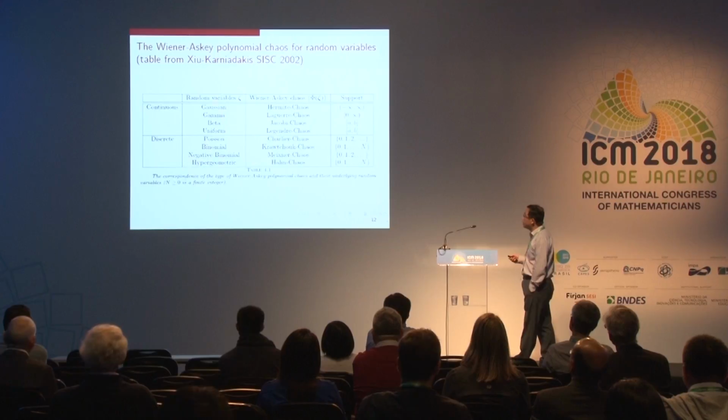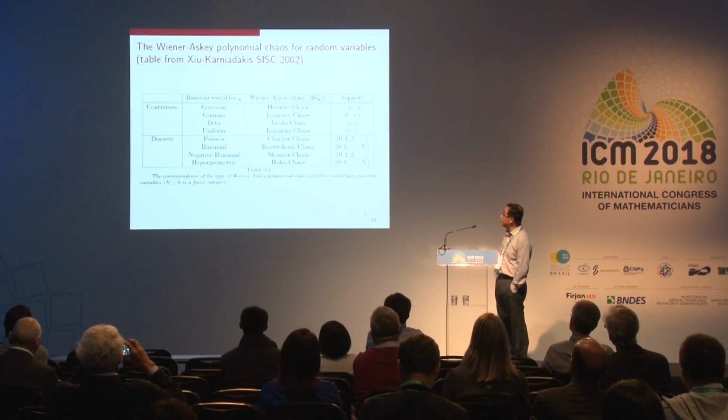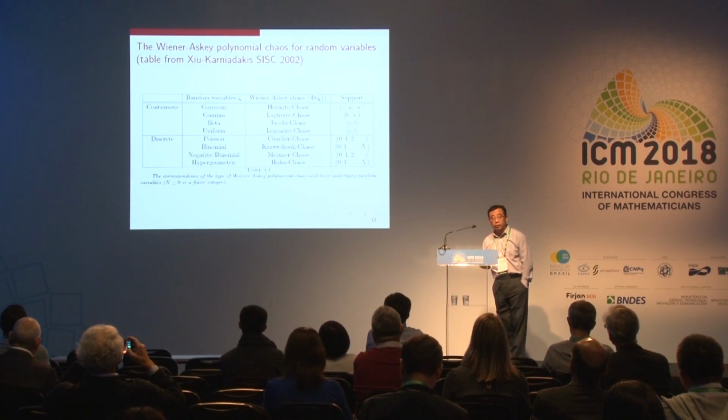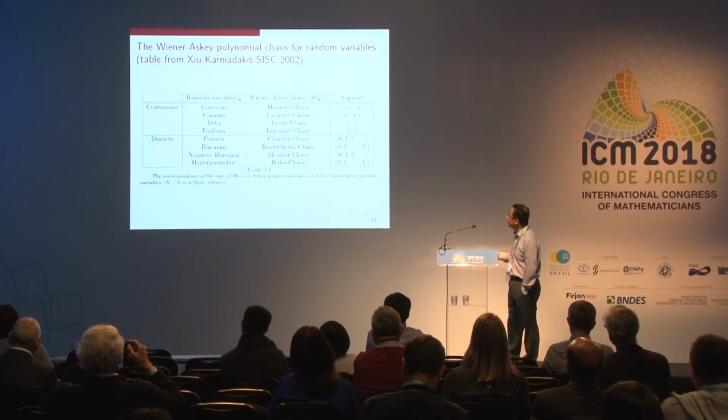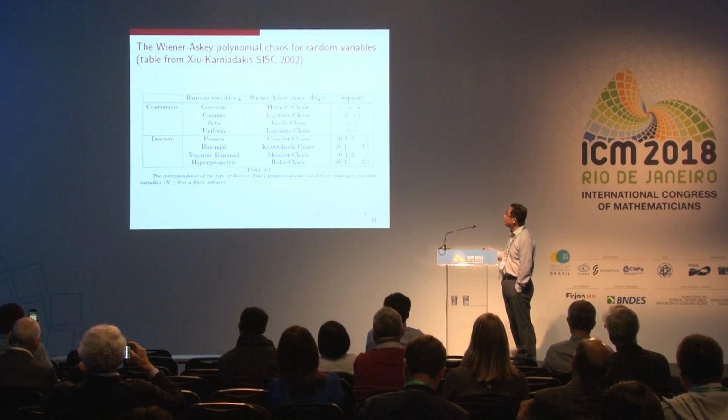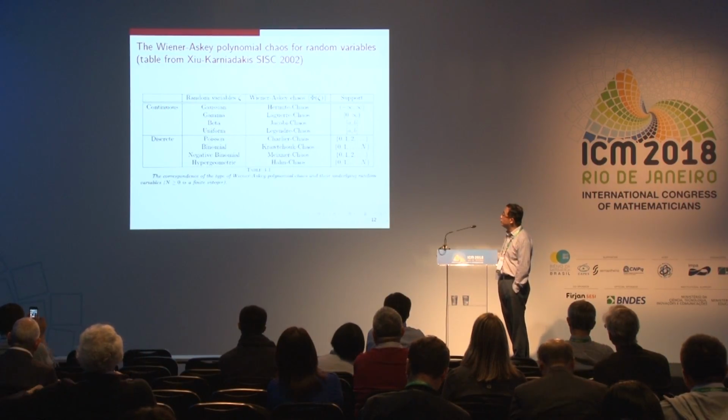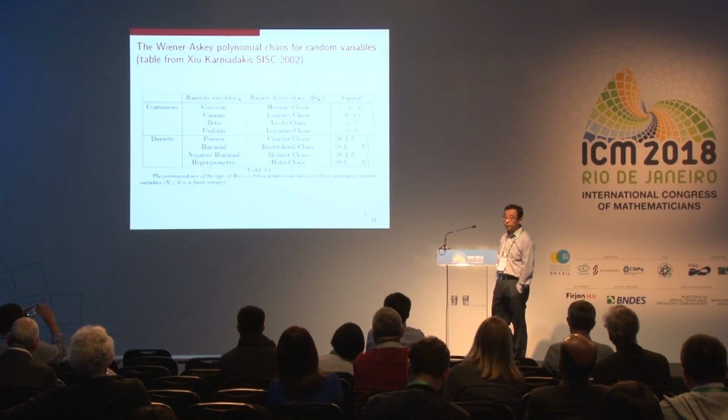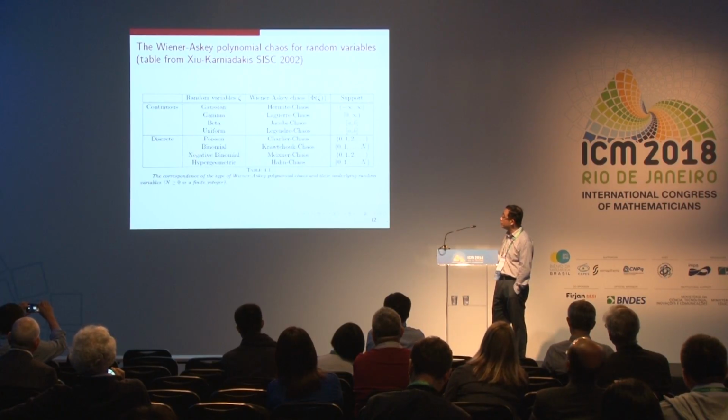So it turns out for each different random variable, there's always a corresponding family of orthogonal polynomials. For example, if you have a Gaussian random variable, the polynomial is Hermite. If it's a uniform distribution, it's a Legendre polynomial. There's a similar correspondence for discrete random variables.